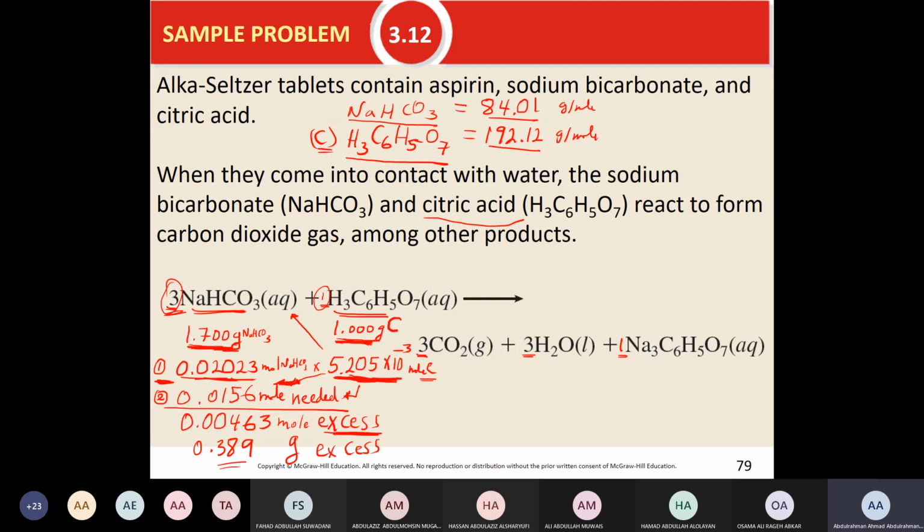And now the rest will not be used. So the difference between 1 and 2 will not be used. This will be excess mole. I change it into gram by multiplying this number by 84.01.